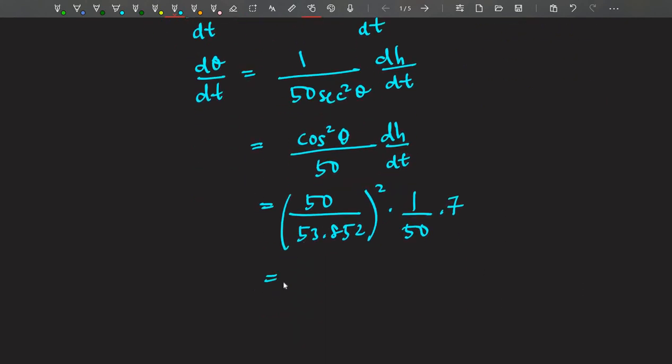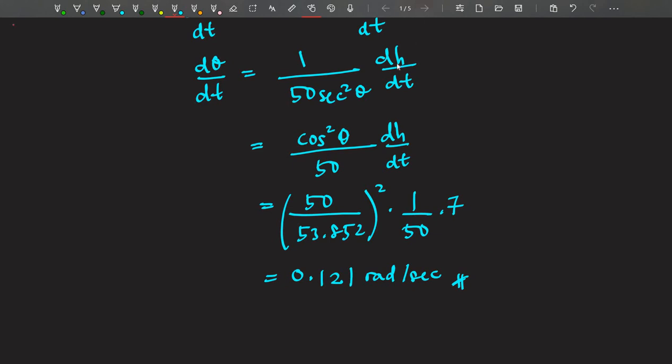We have 50 squared over 53.852 squared, divided by 50, times 7, and the answer will come out to be 0.121 radian per second. Take note, the answer that we get for the angle of elevation would be in radian, not degree. So this would be the final answer then: 0.121 radian per second.